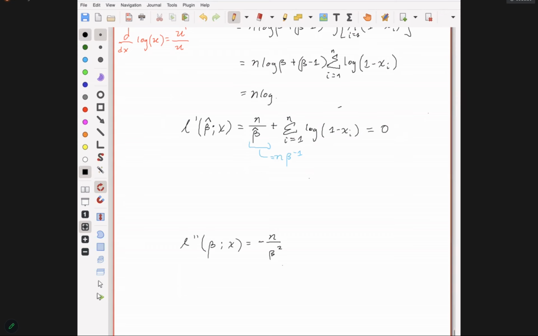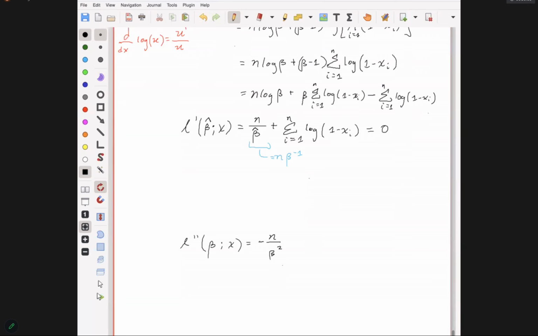This is n log beta plus, we can expand this as beta times the sum from i equals 1 to n of log 1 minus xi, minus 1 times the sum from i equals 1 to n of log of 1 minus xi.